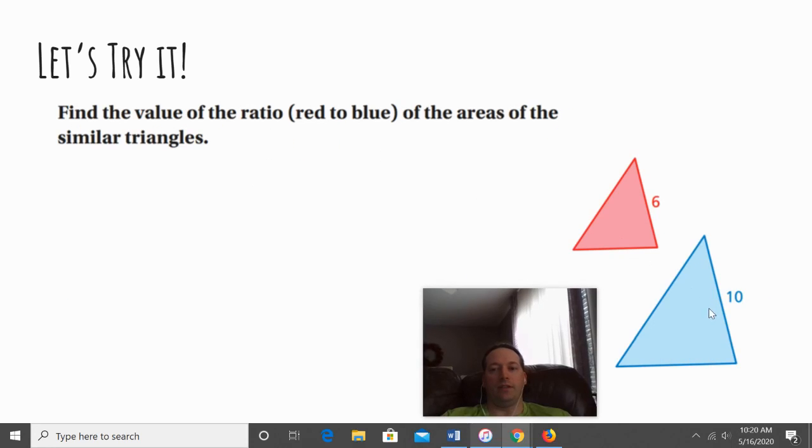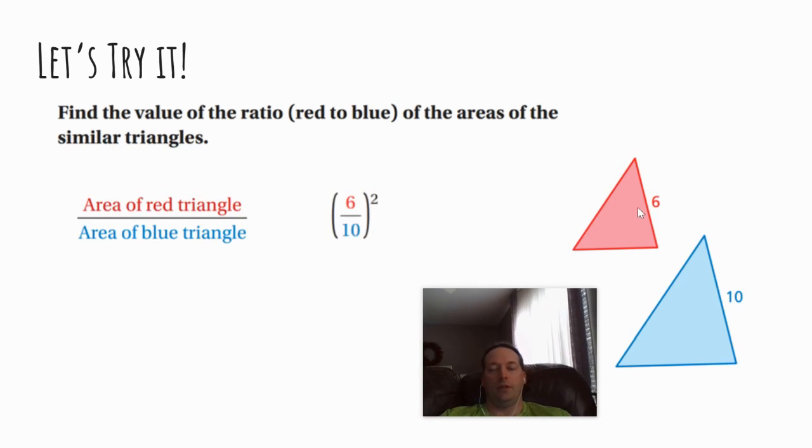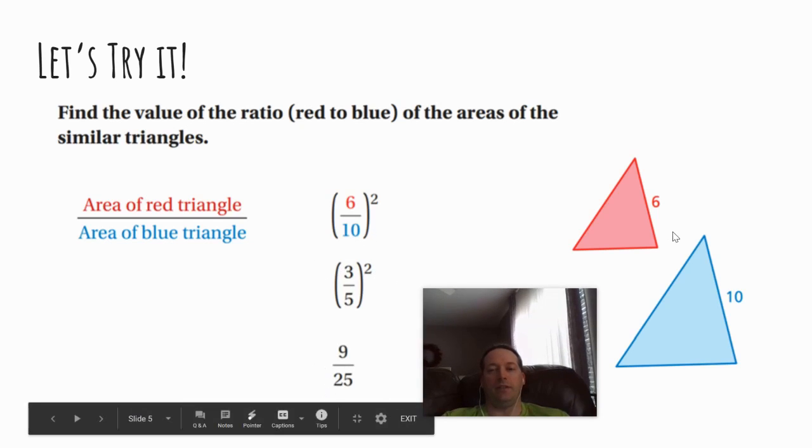All right, so we know that these two are similar because they tell us. We want to find the ratio of the areas of the red one to the blue one. Well, what we need to do is write the scale factor, which in this case would be 6 divided by 10, or 6 to 10. To make your life easy, just simplify that first. So it's 3/5. Because we're finding the area, we square it. So that would be 9/25.